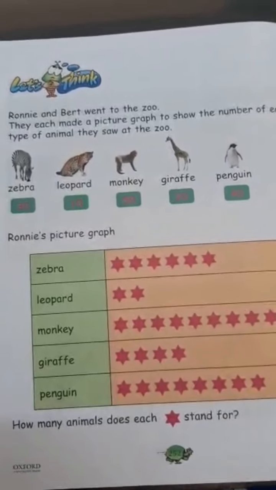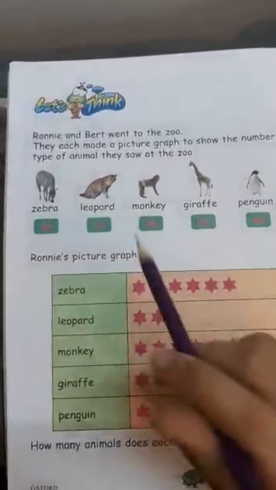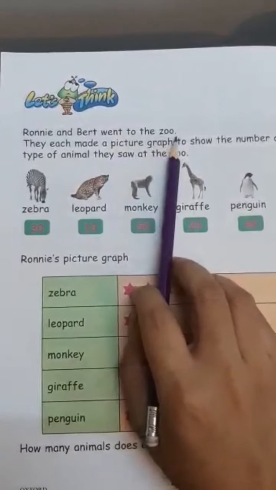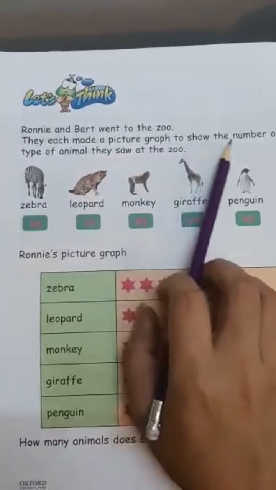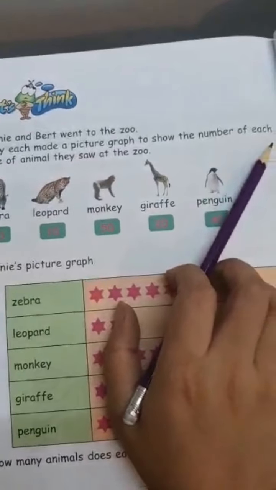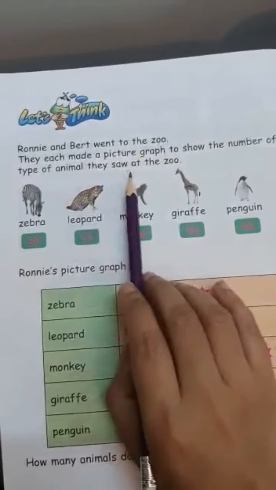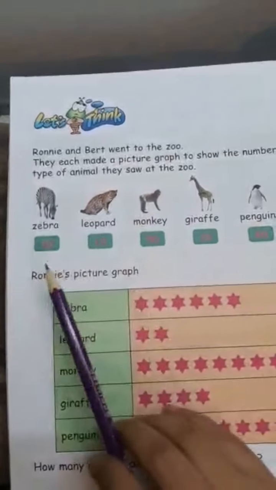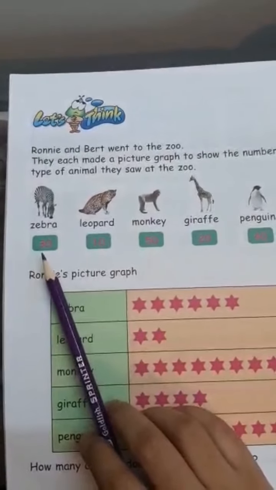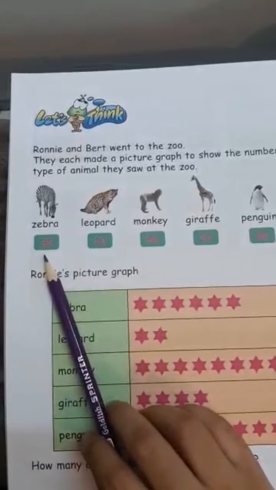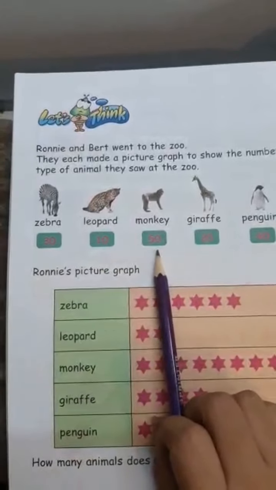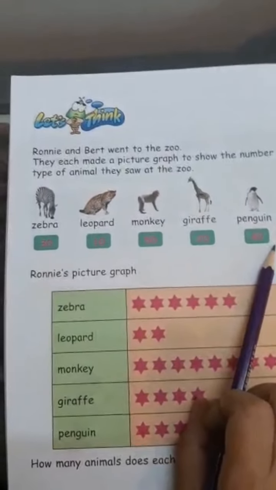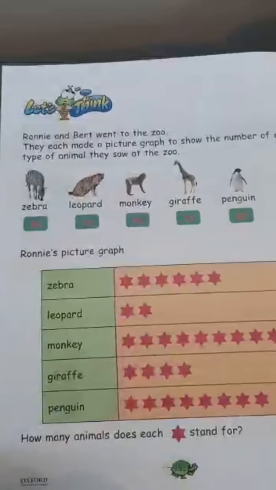On page 252, you guys, it says at the top, Ronnie and Bert went to the zoo. They each made a picture graph to show the number of each type of animal they saw at the zoo. So here you guys, they saw 30 zebra, 10 leopards, 50 monkeys, 20 giraffes, and 40 penguins. Okay?